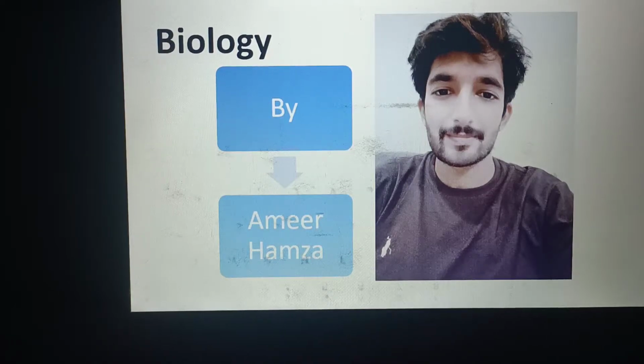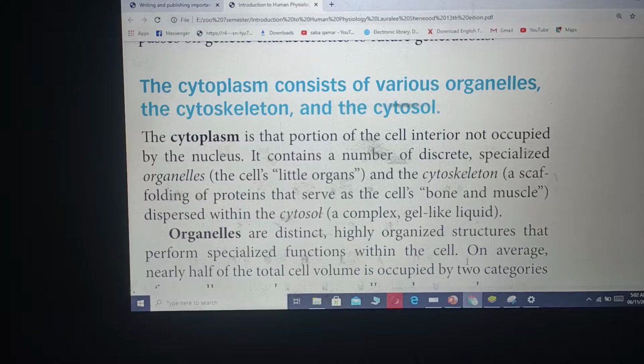So let's start with today's lecture that is about cytoplasm and endoplasmic reticulum. What is cytoplasm and what are the major components of the cytoplasm? We will discuss one by one all of them in detail. Actually, cytoplasm is the liquid portion which is present beneath the plasma membrane and above the nuclear membrane.